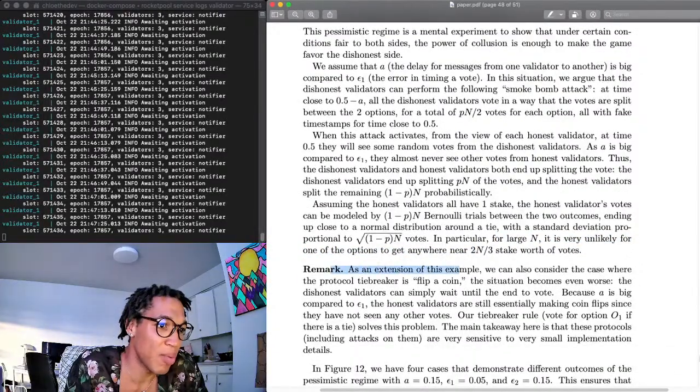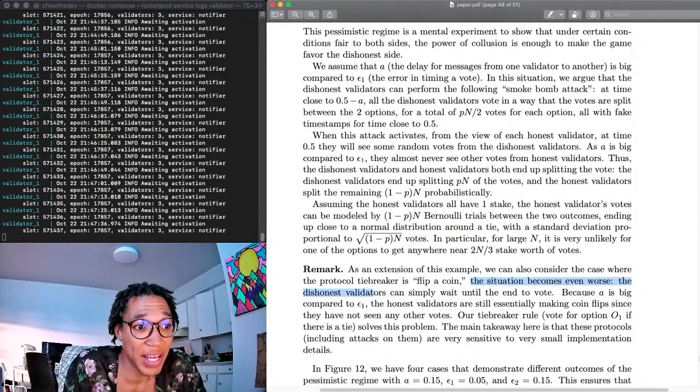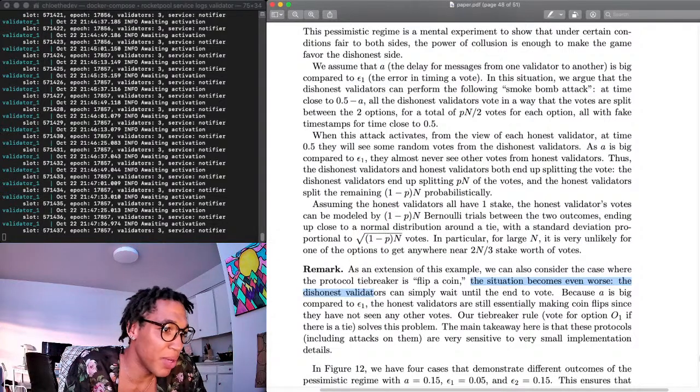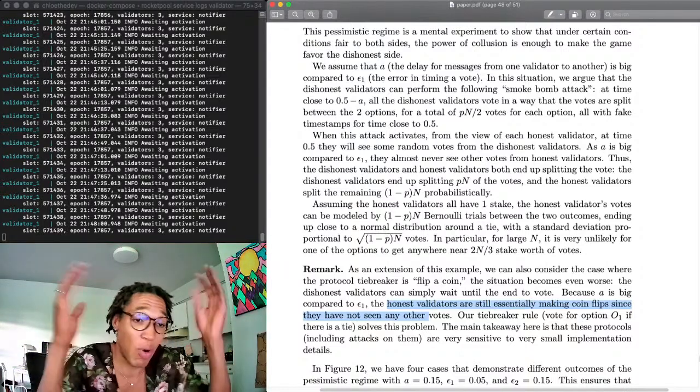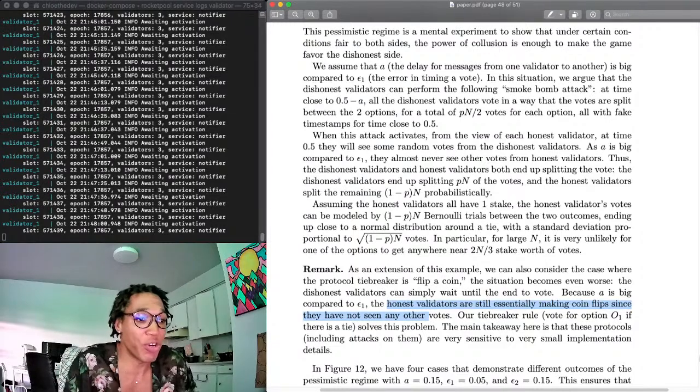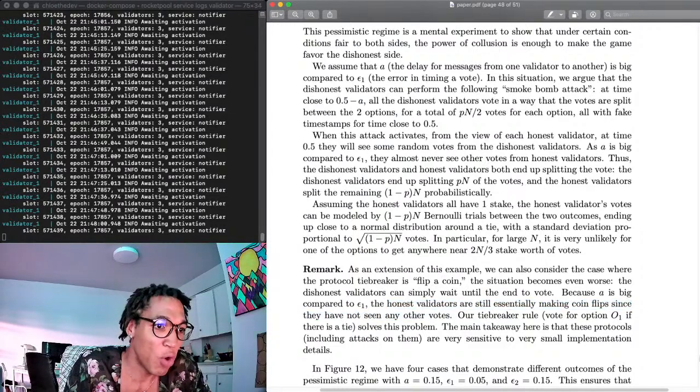Remark: as an extension of this example, we can also consider the case where the protocol tiebreaker is to flip a coin. This is the problem. The situation becomes even worse. The dishonest validators can simply wait until the end to vote. Because A is big compared to this error time, the honest validators are still essentially making coin flips since they have not seen any other votes. So you see these two options, one is correct, one is not correct, but you really can't decide which one it is. So you just vote on some random one, and you just hope that you're correct. Our tiebreaker rule, vote for option 1 if there's a tie, solves this problem.